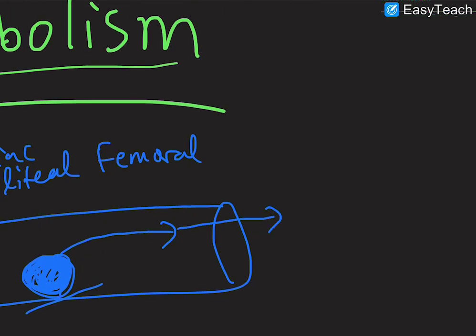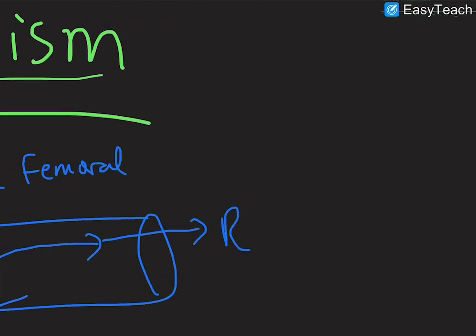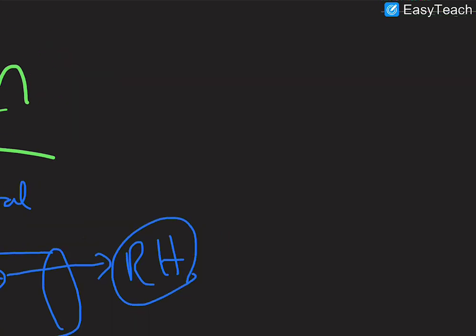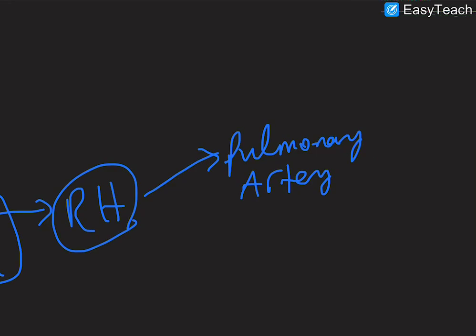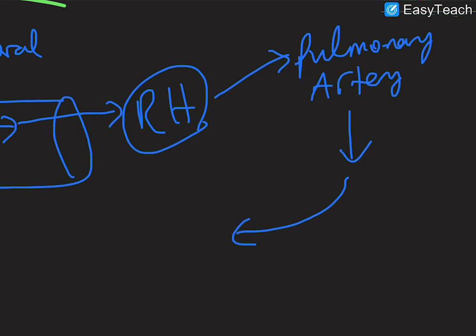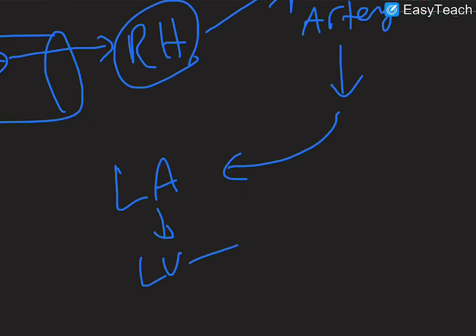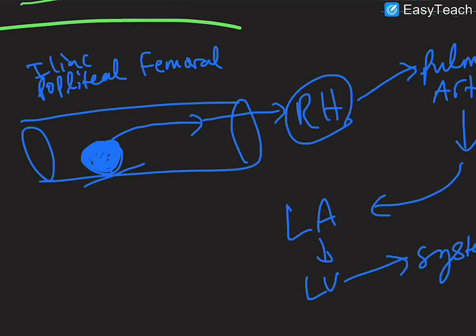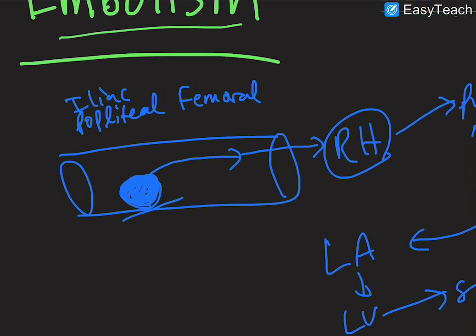Because where do veins go? They dump into the right side of the heart, so the right heart. From the right heart, they go to your pulmonary artery and then through your pulmonary vasculature. And then that blood goes to your left side of your heart, so your left atrium, then your left ventricle, and then to your systemic circulation, as we know. That's the basic blood flow through your heart and through your lungs.